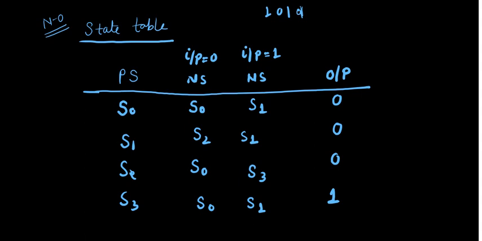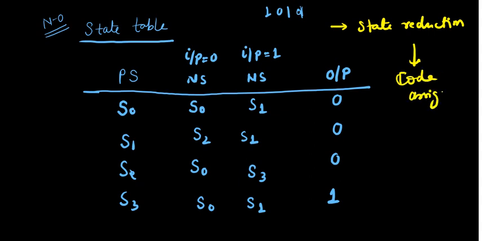So next is state assignment. We have created a state table and designed the state diagram. From the state diagram, we have derived the state table. If there were a reduction, we would do state reduction, but there is no state reduction here. So we will do the code assignment to each state. We'll make a simple assignment: S0 is 00, S1 is 01, S2 is 10, and S3 is 11.